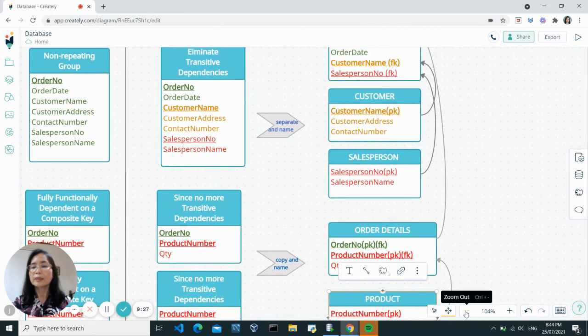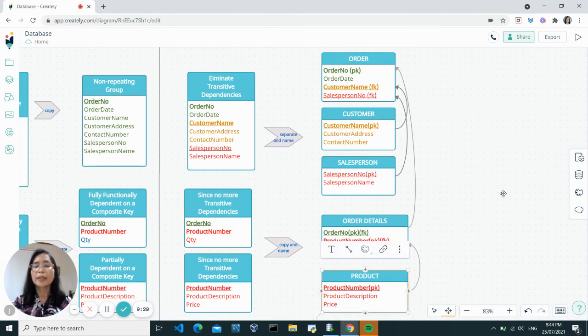Okay. So I believe this is already well structured. And we were able to do that until the third normal form.